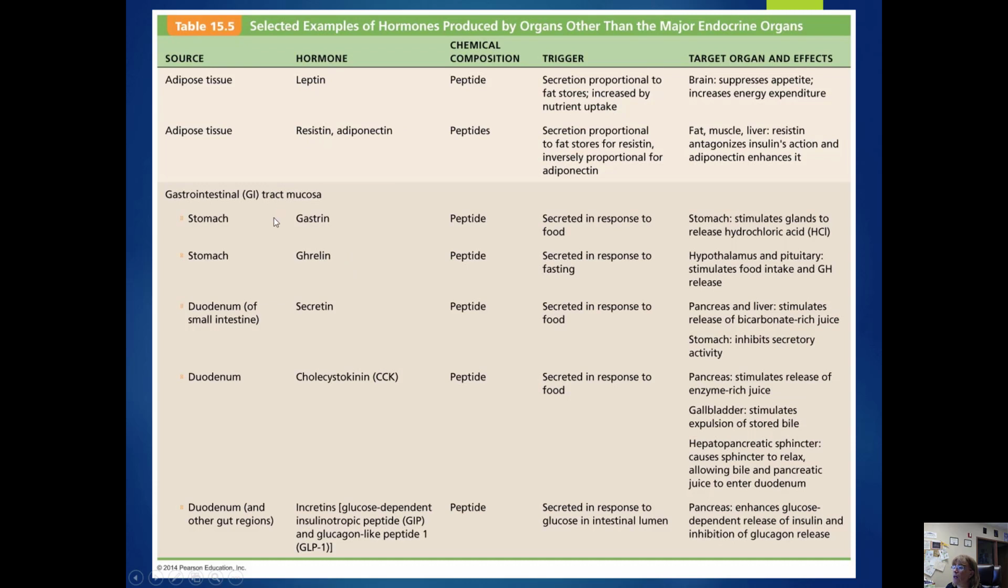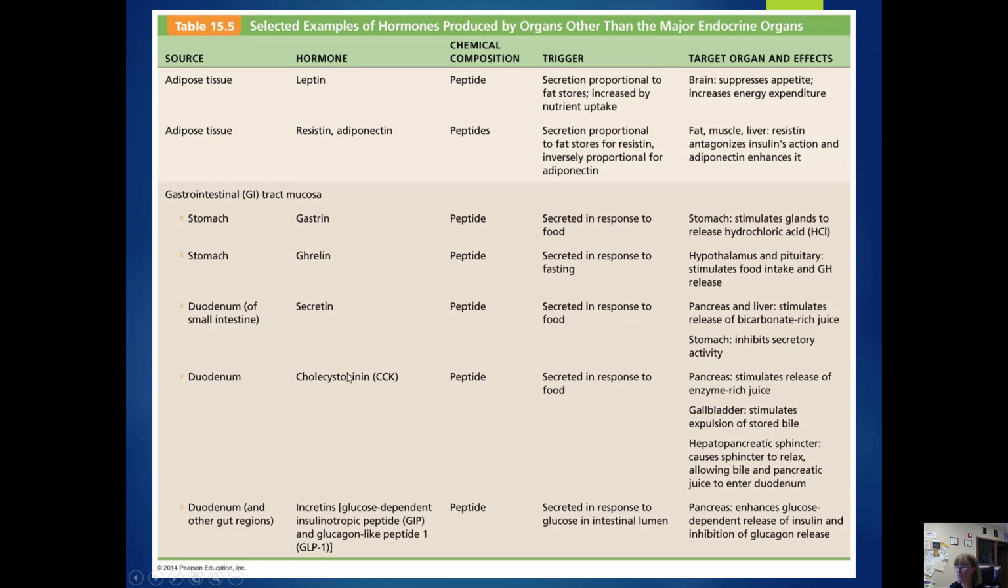Let's see. And then I won't get into that one too. Well, you guys don't even need to know this. I'm just telling you. So here are all the gastrointestinal peptide hormones. So we have gastrin, which stimulates gastric secretion. Ghrelin, which is going to tell us that we want to eat. I need to eat. Secretin is going to inhibit gastric secretion.